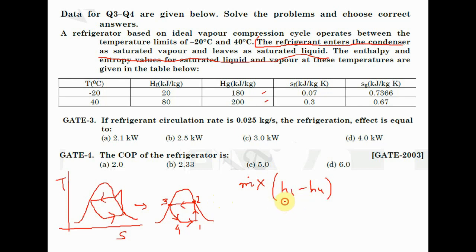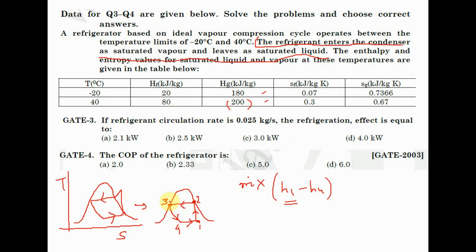Okay, now we have to find the value of H1 because it is not known in the question. H2 value is given. How is the H2 value given? H2 corresponds to the higher temperature, that is the condenser temperature corresponding to saturated vapor, so the H2 value is 200. Similarly, the H3 value and H4 value will be the same.